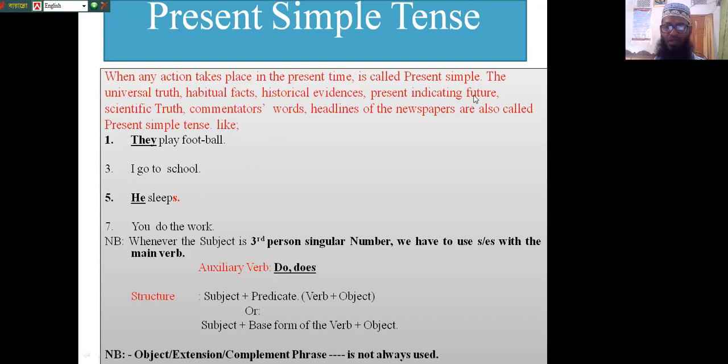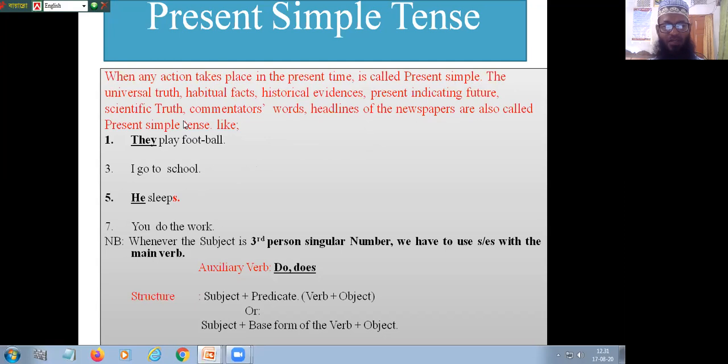Again, the universal truth, habitual facts, historical events, present indicating future, scientific truth, commentators' words, and headlines of the newspaper are also called present simple tense. Okay, let's see the examples.